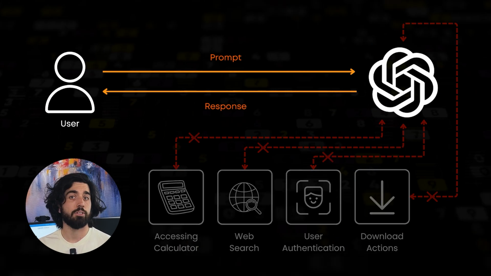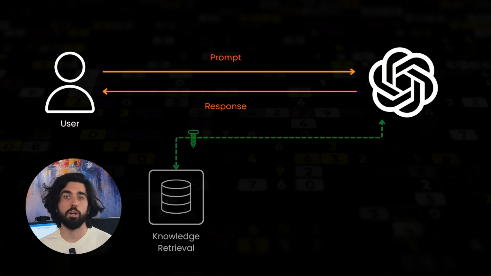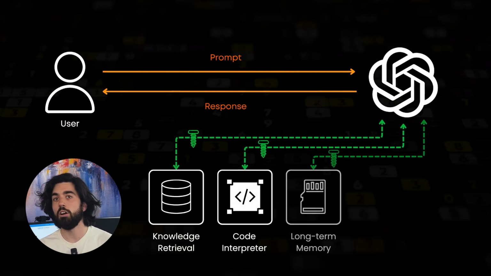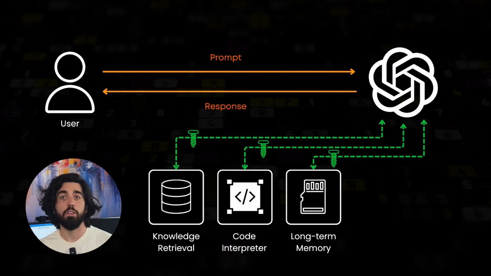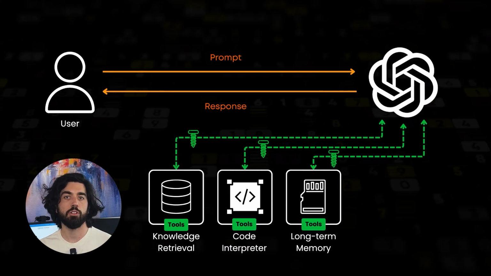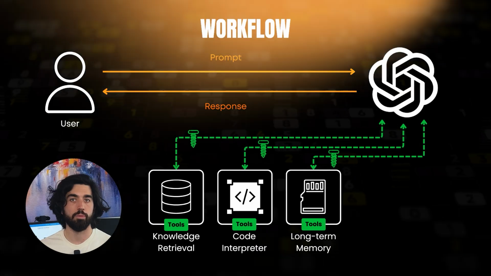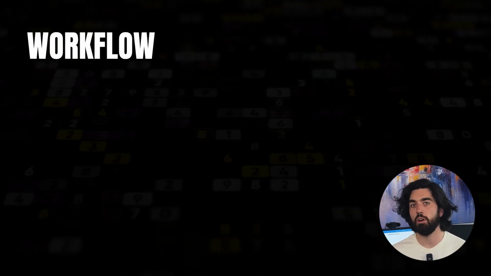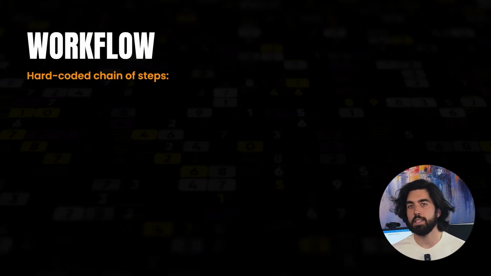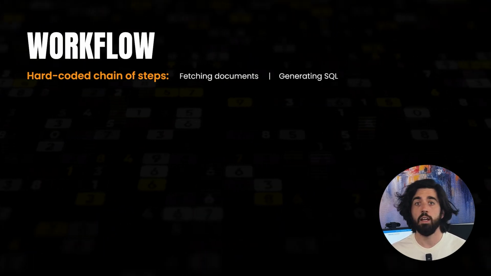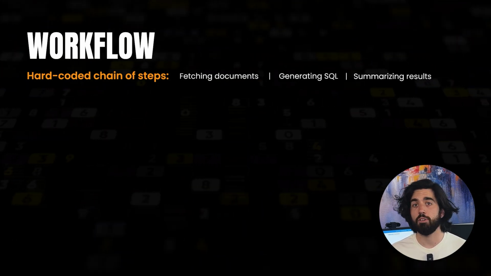So for years, we kept bolting things on: retrieval for fresh knowledge, code interpreters for math and data, long-term memories for user context. Those bolt-ons are what we usually bundle under the label tools inside a workflow. A workflow is simply you or me hard coding a chain of steps. Maybe we fetch documents, maybe we let the model write SQL, maybe we pass the result back for summarization.